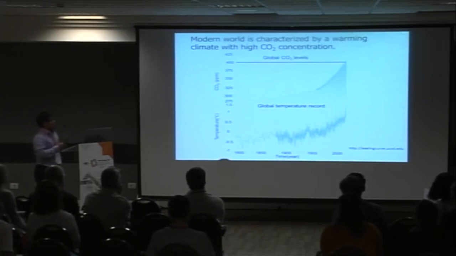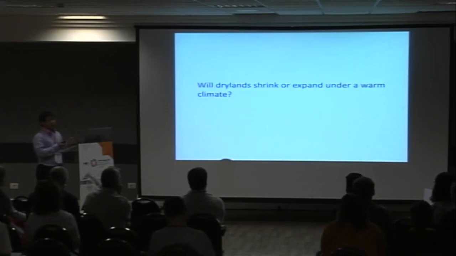First, some brief background. The modern world is characterized by a warming climate with high CO2 concentration. The CO2 is about 400 ppm. So one question to ask is, will dryland expand or shrink under a warm climate?